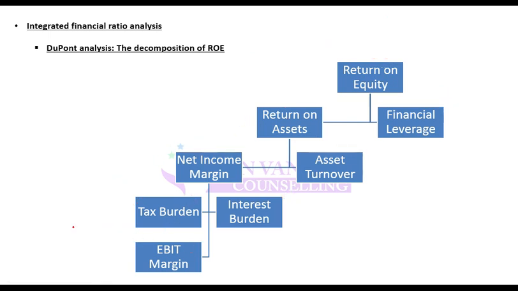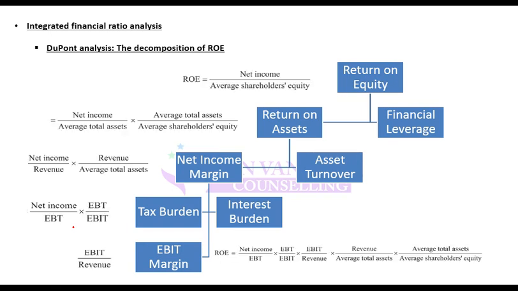The equation for DuPont analysis is this, breaking it down into 5 components: net margin, sorry, this is tax burden, this is interest burden, this is EBIT margin, this is asset turnover ratio, and this is financial leverage. So these 5 ratios make up ROE. So it is very important to know.